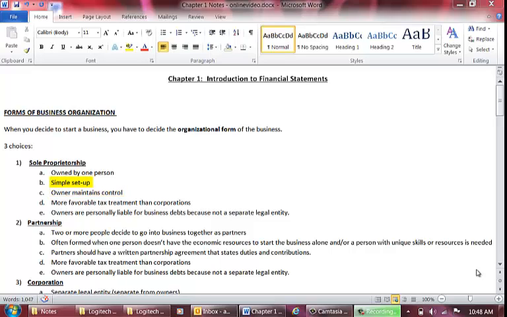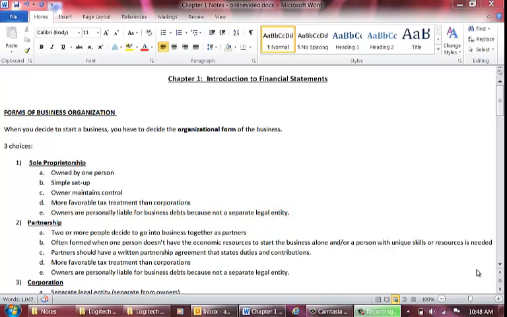They are relatively easy to set up, which is another advantage of this form. The tax treatment of a sole proprietorship is more favorable than a corporation because the income is taxed only at the individual level, which differs from a corporation, which we'll talk about in just a little bit. This favorable tax treatment is yet another advantage to the sole proprietorship form. The major disadvantage is that the owner is personally liable for the debts of the business because legally the owner and the business are the same entity.